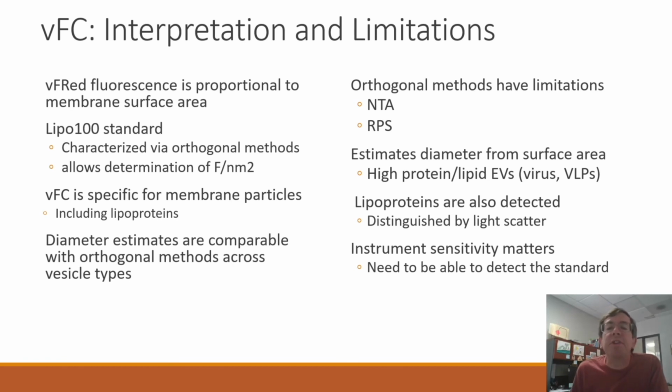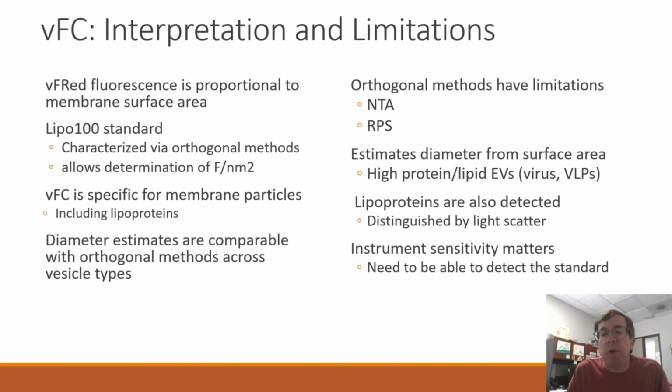So what are some of the limitations? Well, we rely on those orthogonal methods to estimate our size distribution of vesicles. And those have their own limitations, which I'll refer to in a minute. We're estimating really surface area, membrane surface area. And so it's possible that if you have some specific EV types, and in our experience, viruses and virus-like particles are a couple of these, they have very high protein contents. They will tend to size a little bit small by this method because they are so loaded with protein.